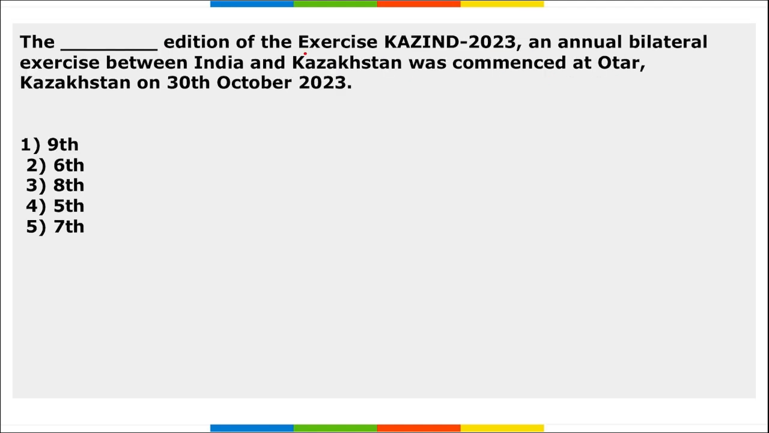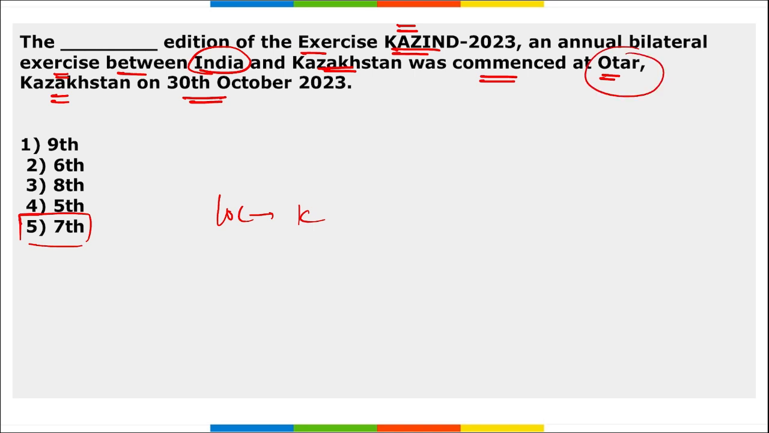Next, the dash edition of the exercise Kazind 23, that is an annual bilateral exercise held between India and Kazakhstan, was commenced in Kazakhstan on 30th of October. So which was the edition of this exercise? It was the 7th edition of this exercise, and the location is Otar, Kazakhstan.